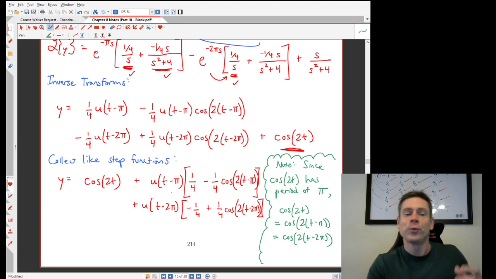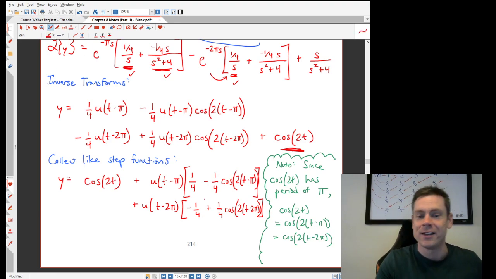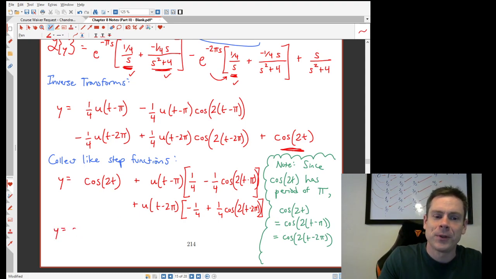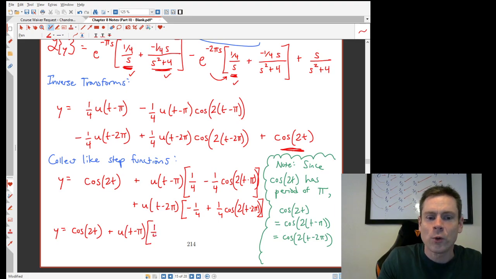And so what's really nice is that I can actually rewrite these so that they're all just cos of 2t. That's very special for this example. That's not something you can do in general, but it's something that we can observe here. And it's neat because then I can talk about something interesting. So this gives us 1/4 minus 1/4 cos of 2t. And then I can write this as u of t minus 2 pi, and then we get minus 1/4 plus 1/4 cos of 2t.